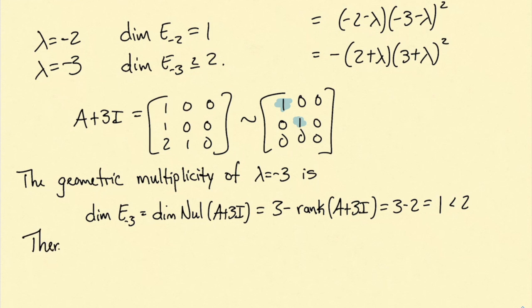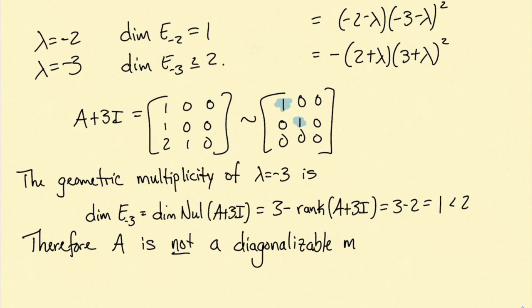This tells us that there is no basis for R3 consisting of eigenvectors of A. As a result, this matrix is not a diagonalizable matrix. In the next video, we'll see some applications of diagonalizability.